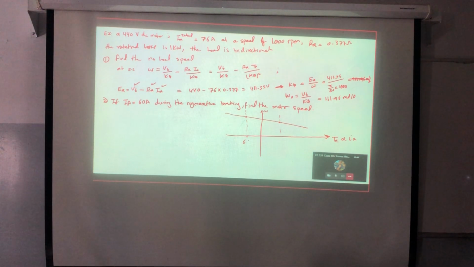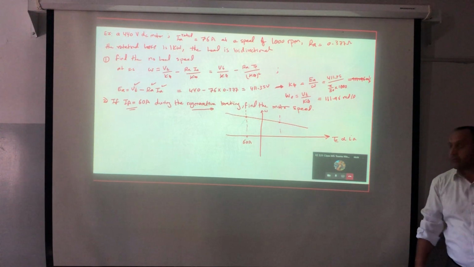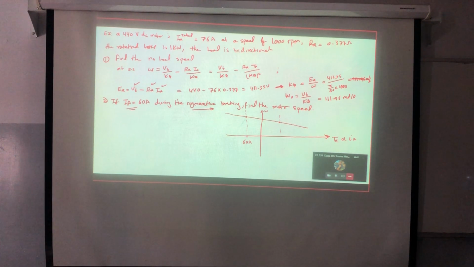Okay. No, the 60 ampere. Sorry, the current is negative. I'm in regenerative braking. Here, I'm writing that I am in regenerative braking, but I'm giving you the magnitude of the current. But the regenerative braking is deciding to be what? The current is negative. Good. So I need to find the speed at that point.